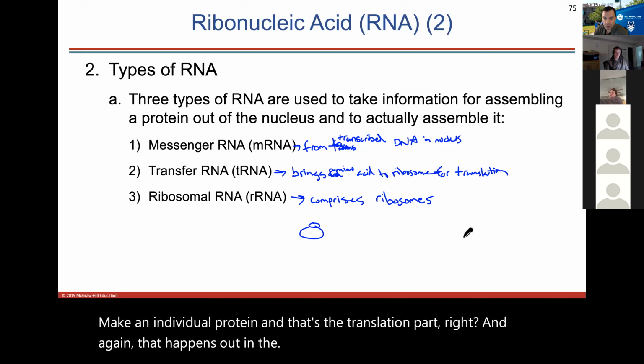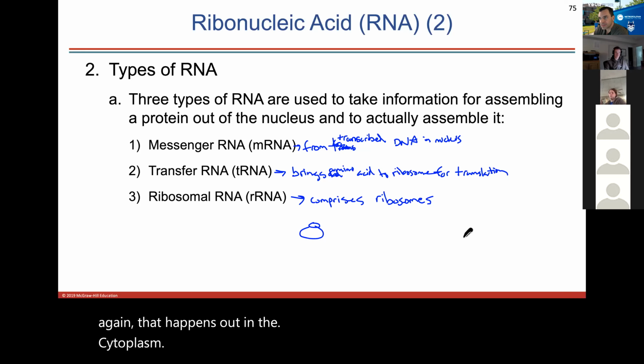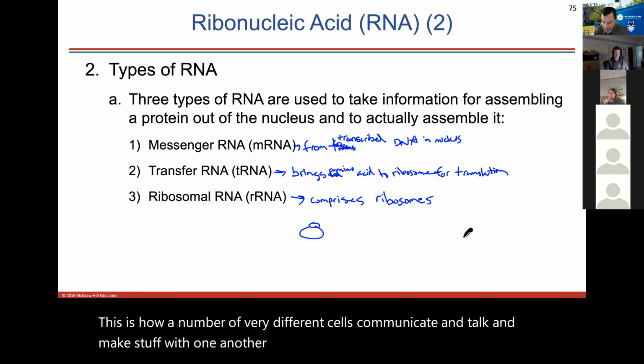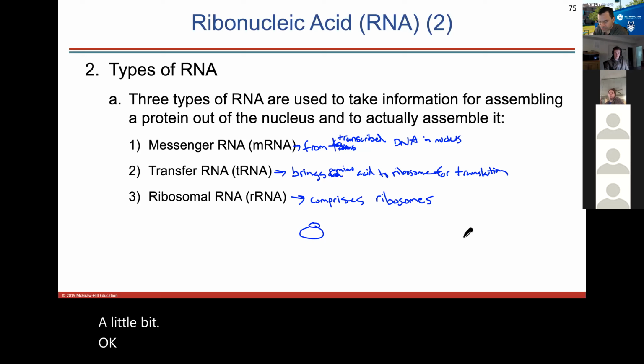Are we going to be talking about this later on in the semester? Yes. Okay. This is how a number of very different cells communicate and talk and make stuff with one another. So we'll be talking about these things a little bit later in this unit, I believe, and definitely in the nervous system.